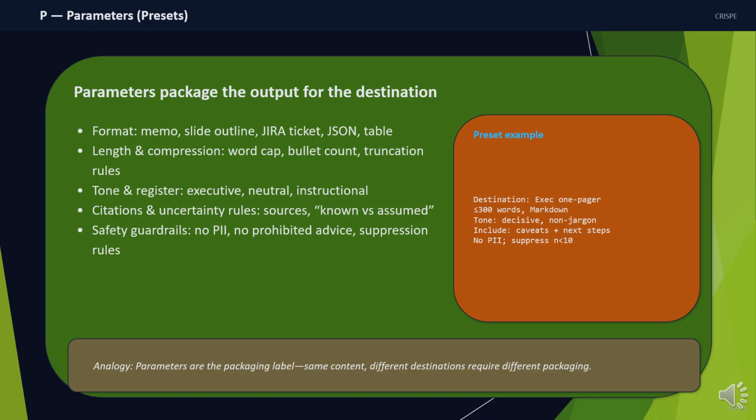The packaging analogy explains why parameters matter. The same product can be shipped to different customers, with packaging changing based on the destination. The label, box size, and handling instructions determine whether the shipment arrives in usable condition. Parameters serve the same function for AI output by specifying length, tone, structure, and formatting, ensuring the response fits the channel and audience. Presets are a practical way to scale this.